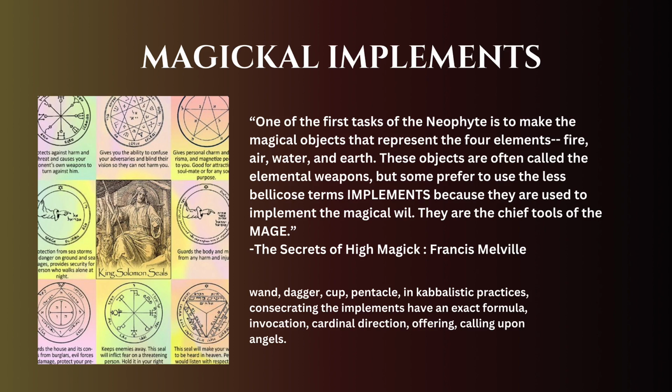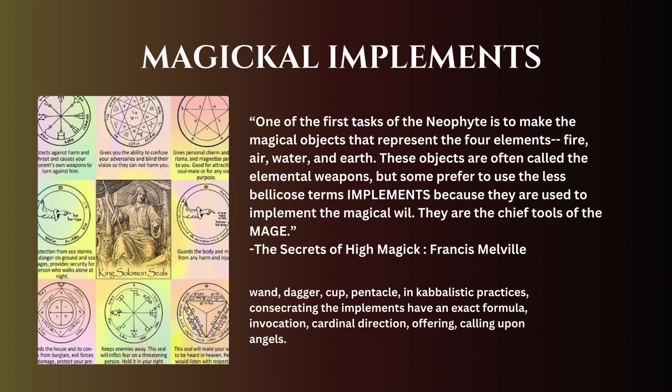This is all of the different tools and items that you use during your rituals, that you keep placed on your altar. So yeah, they're basically like tools or elements or physical objects. And one of the quotes here, by Francis Melville, is: one of the first tasks of the neophyte is to make the magical objects that represent the four elements: fire, air, water, and earth.